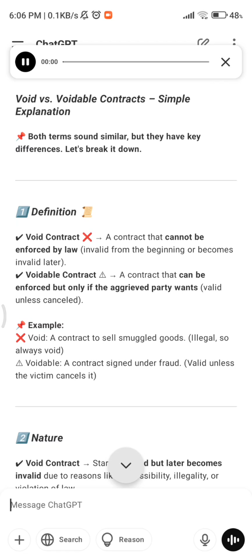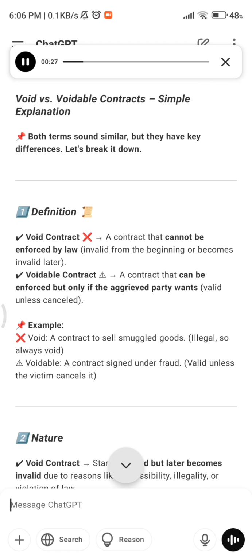Void versus voidable contracts. Simple explanation. Both terms sound similar, but they have key differences. Let's break it down. Definition. Void contract: a contract that cannot be enforced by law, invalid from the beginning or becomes invalid later. Voidable contract: a contract that can be enforced, but only if the aggrieved party wants, valid unless cancelled.